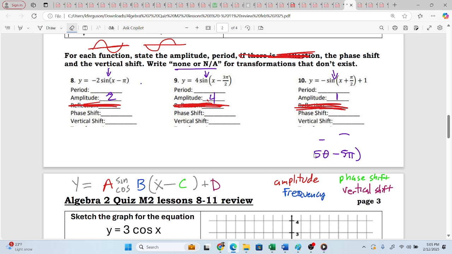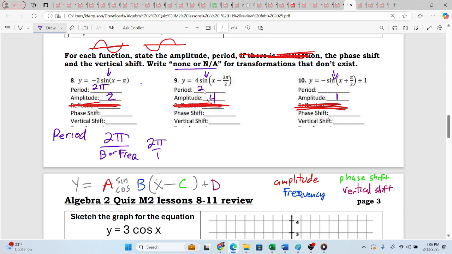So let's just look at what we got. All of my x's are by themselves, right? So the number that is times your x, that's your frequency. Well, nothing's being times it, so my frequency is 1. So if my frequency is 1, remember my period is 2 pi over b, or frequency. So if my frequency is 1, then that's going to be 2 pi over 1. So every one of these periods is 2 pi.